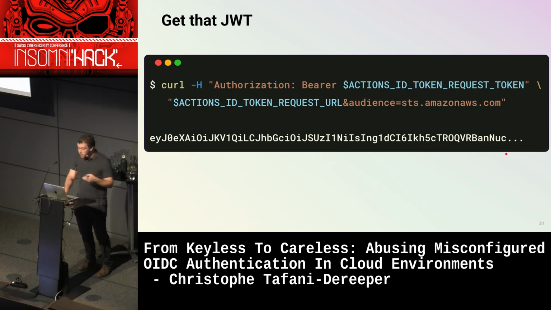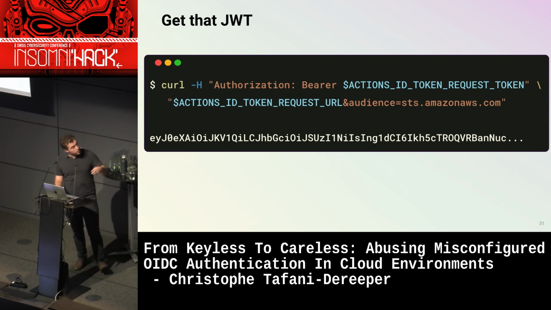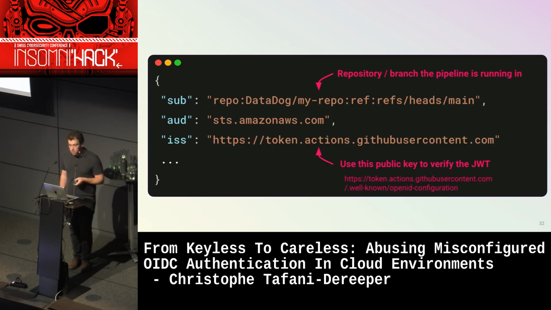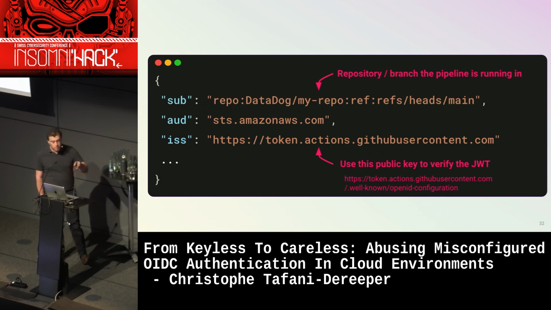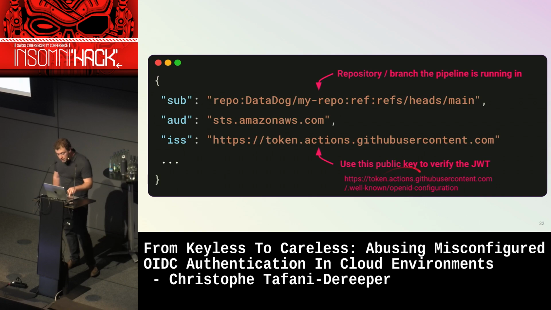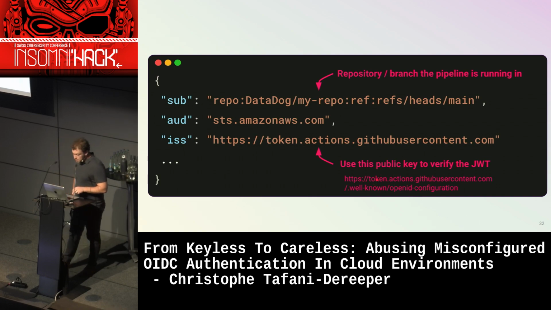Now, when you're inside the pipeline, the manual steps to get this JSON Web Token is to do that. This is basically a curl command that returns the JSON Web Token. If you decode it, you will see it contains the subject. So it's basically an attestation by GitHub Actions that says, I confirm that this is coming from this specific pipeline on this specific branch. And you can see that the issuer is this one. So if you open this URL, you will actually see the public key that the JWT can be verified with.